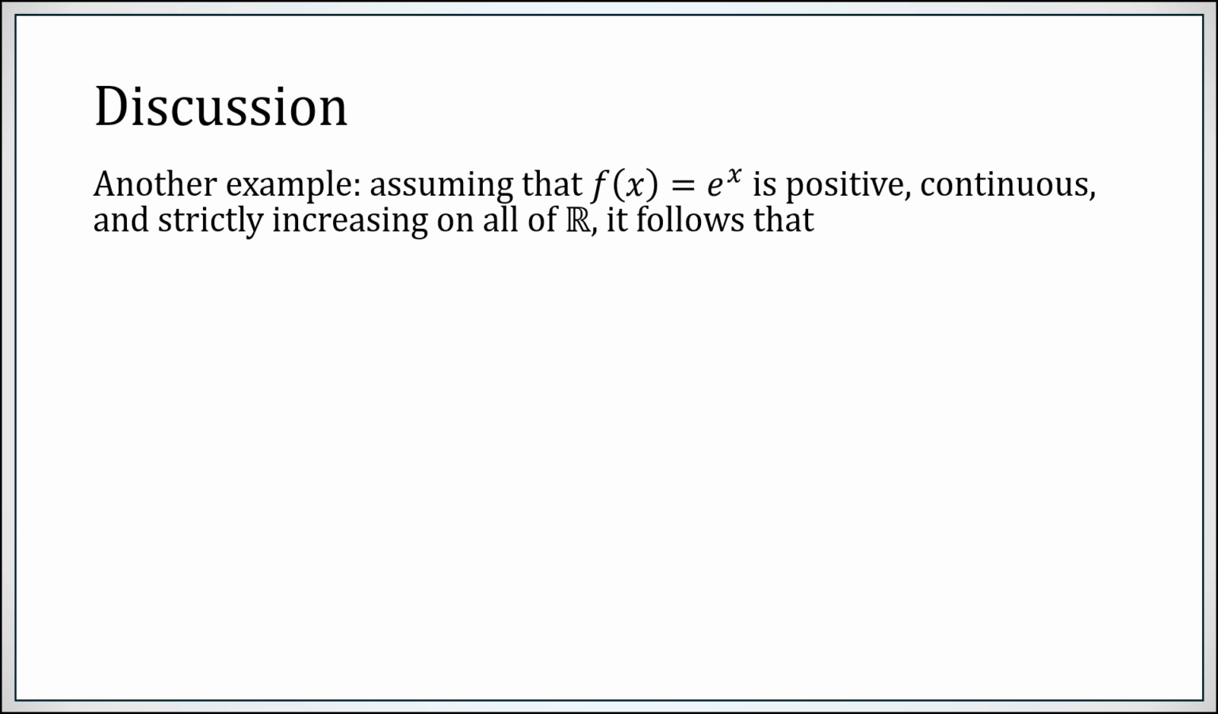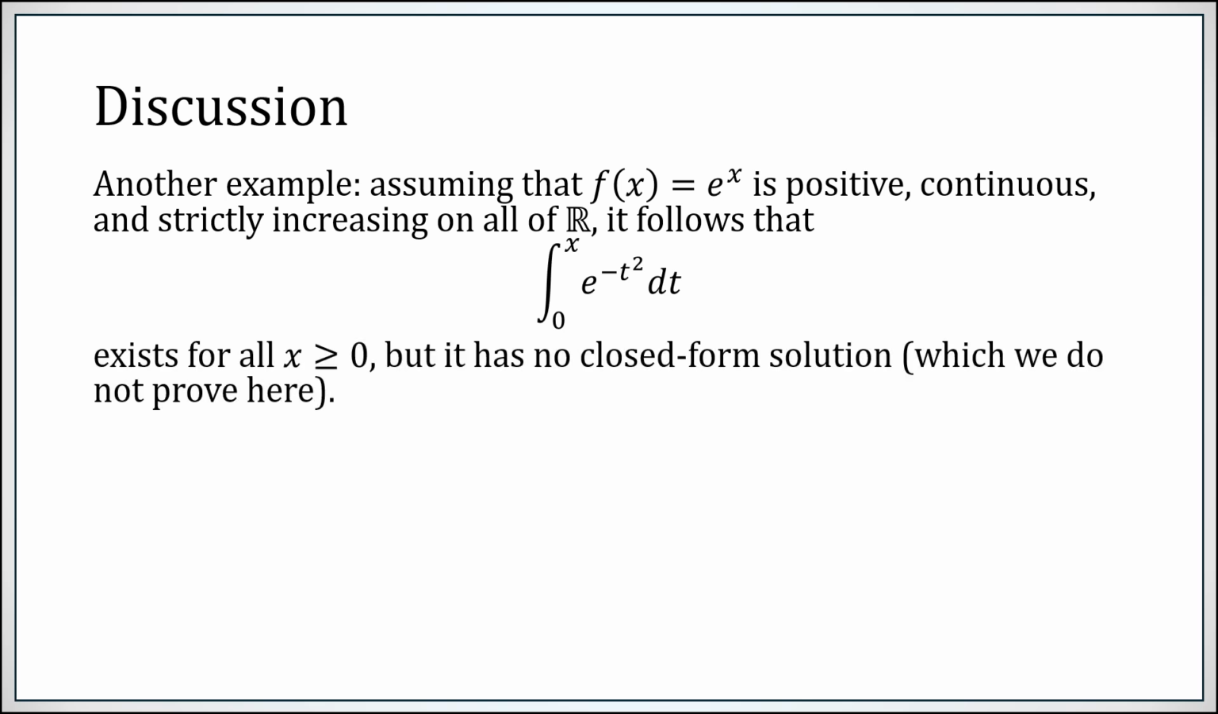So another example, assuming we have f of x equals e to the x as a positive continuous strictly increasing function, it follows that the integral from 0 to x of e to the minus t squared exists as long as x is bigger than or equal to 0, but there is no closed form solution. By closed form, I mean something you can write down in finite space with the sort of standard functions that we're used to writing down. I'm not really formally defining it.